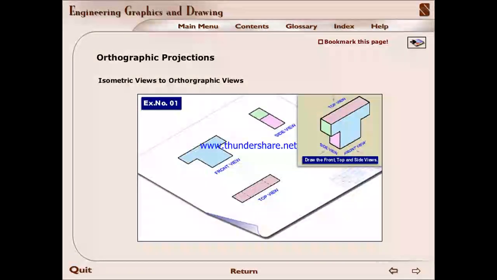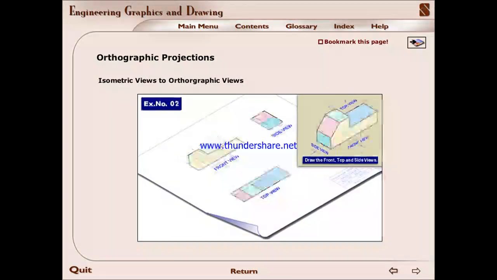Now let us consider isometric views to orthographic views. Example number 1. If this is a figure, for that is the top view, side view and front view. Example number 2. If this is an object or figure, for that front view, side view, top view.